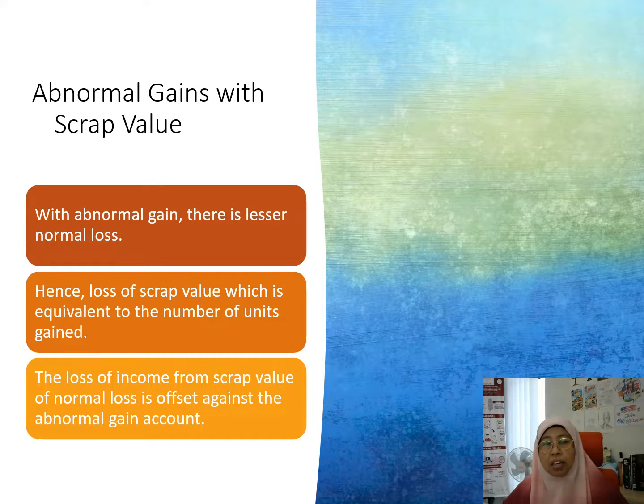If these abnormal gains have a scrap value, these abnormal gain units will be multiplied by the scrap value per unit, and it will be offset against the normal loss. As such, with the abnormal gain, the normal loss will be lesser. Hence the loss of scrap value, equivalent to the number of units gained, and the loss of income from the scrap value of normal loss is usually offset against the abnormal gain account, making the value or cost of normal loss lesser.